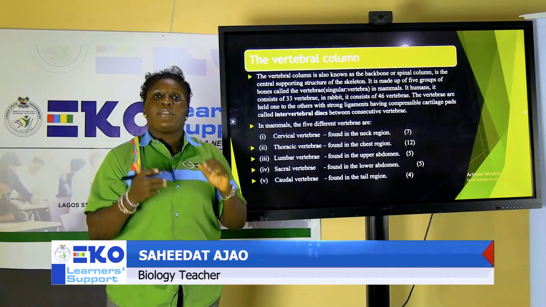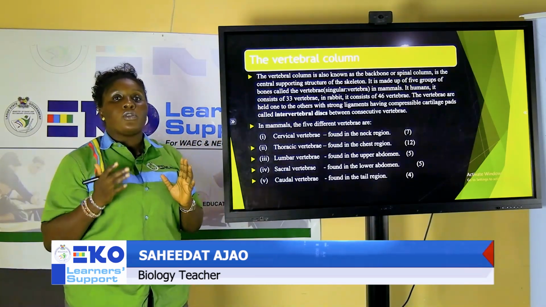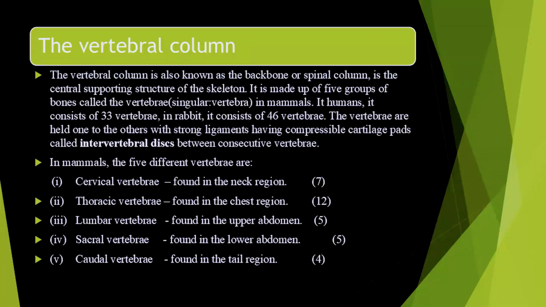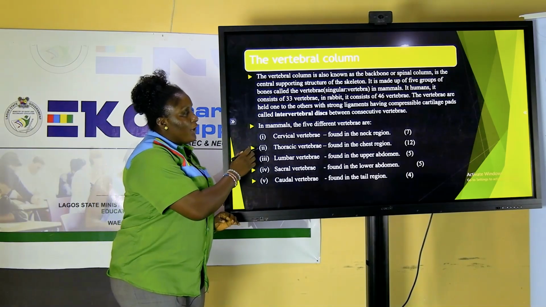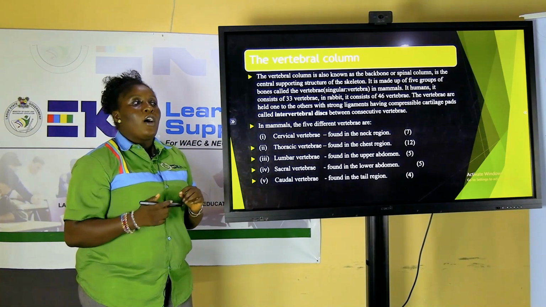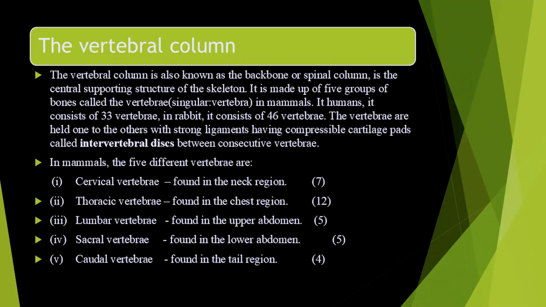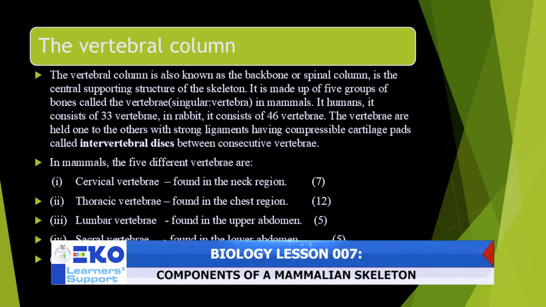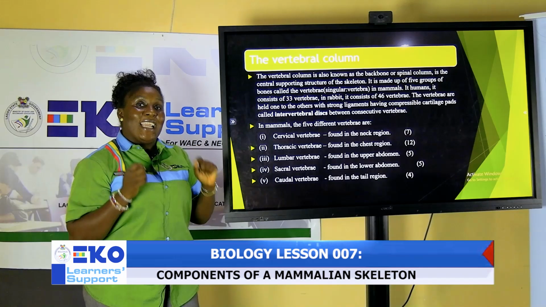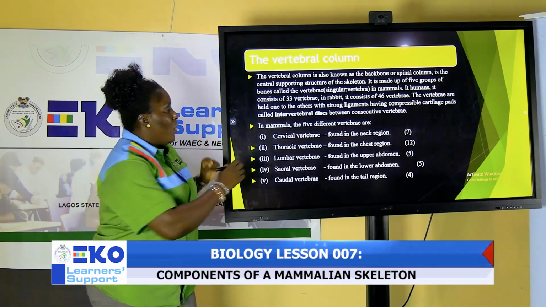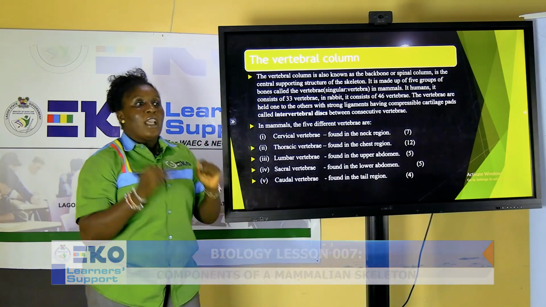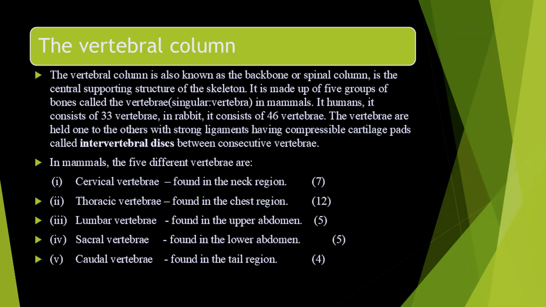In mammals, there are 33 vertebrae altogether, while in rabbits we have 46 vertebrae altogether. The vertebrae in mammals are divided into 5 groups. We have the cervical vertebrae, which are found in the neck region, and there are 7 in number. This figure is in man, not of rabbits. We have the thoracic vertebrae, which are found in the chest region, and they are 12 in number.